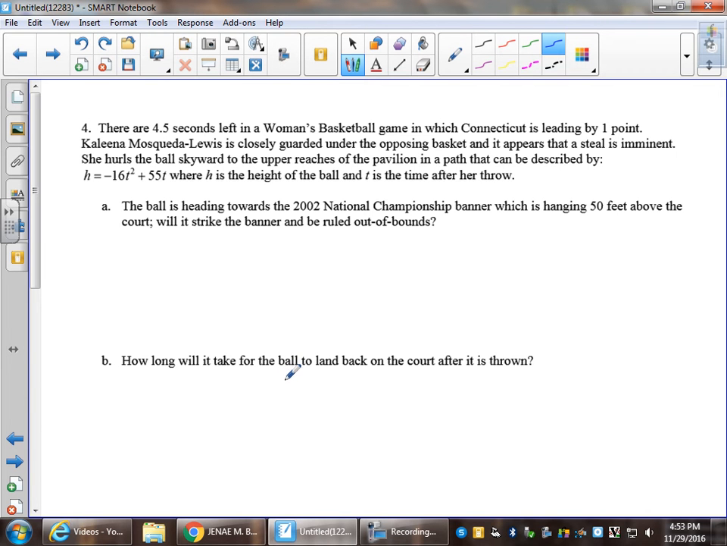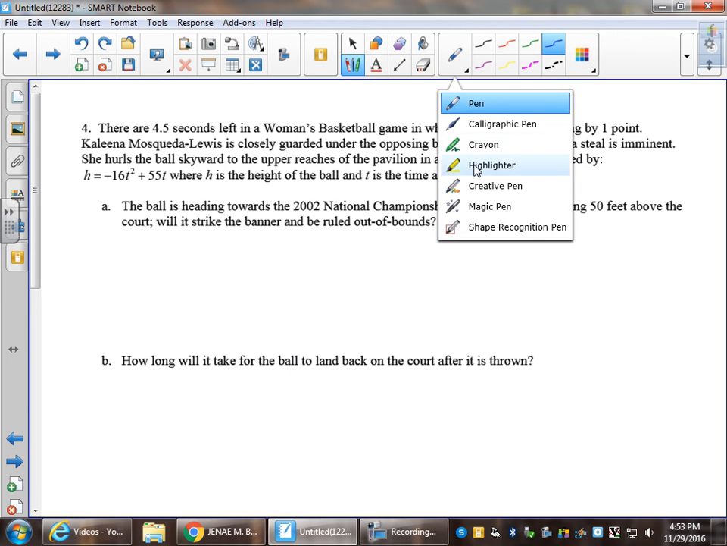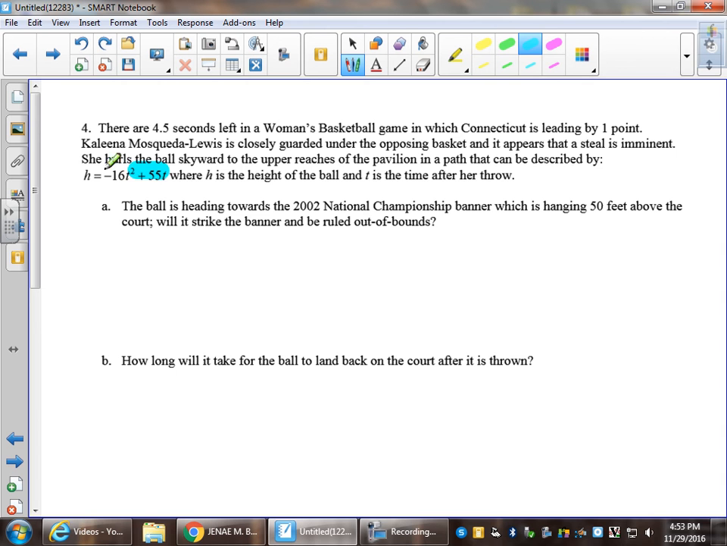She hurls the ball skyward to the upward reaches of the pavilion in a path that can be described by, check it out, it gives us the formula. Let's highlight it. Where h is the height of the ball and t is the time after her throw. The ball is headed towards the 2002 National Championship banner, which is hanging 50 feet above the court. Will it strike the banner and be ruled out of bounds?